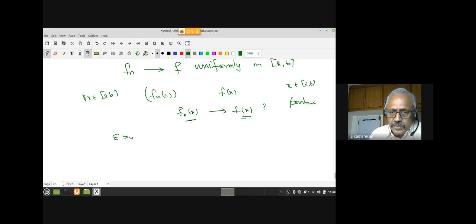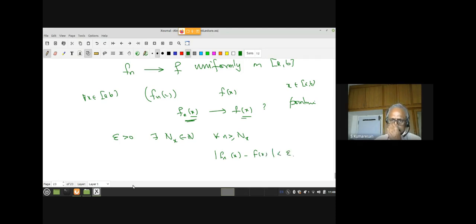There exists an epsilon positive, so that there exists a capital N x. This sequence depends upon x. Therefore, the natural number n will also depend upon x, so that for every n greater than or equal to n x, mod Fn of x minus f of x is less than epsilon. Right? When I want to say it's uniform, this n should not depend upon x. The single n should work for every x in the interval AB.